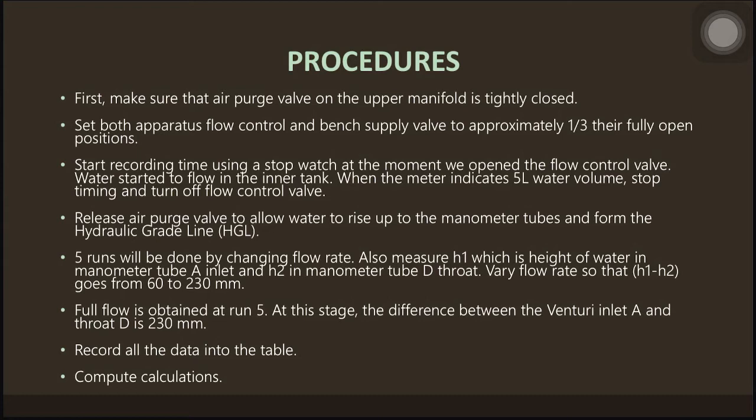Also, measure H1, which is the head of water in manometer tube A inlet, and H2 in manometer tube D throat. Vary the flow rate so that H1 minus H2 goes from 60 to 230 mm. Full flow is obtained at run 5. At this stage, the difference between the venturi inlet A and throat D is 230 mm. For the seventh step, record all the data into the table. For the last one, compute all calculations.